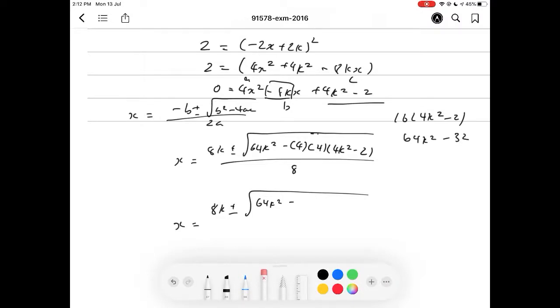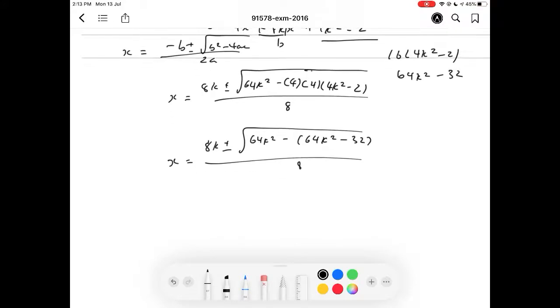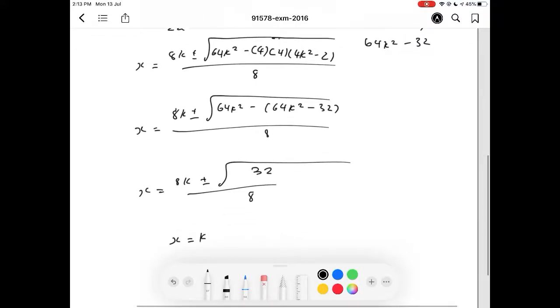So we can replace that with 64k squared minus 32, all over 8. So x equals 8k plus or minus square root of negative and negative, so it's 32 over 8. So therefore x equals k plus or minus 32 over 8. What can we take? We can take a 4 out. So 4 square root of 2 over 8. So therefore x equals k plus or minus root 2 over 2.